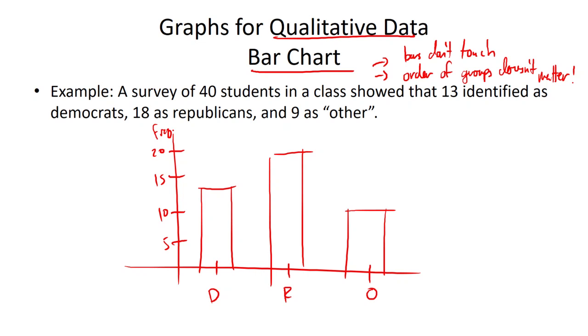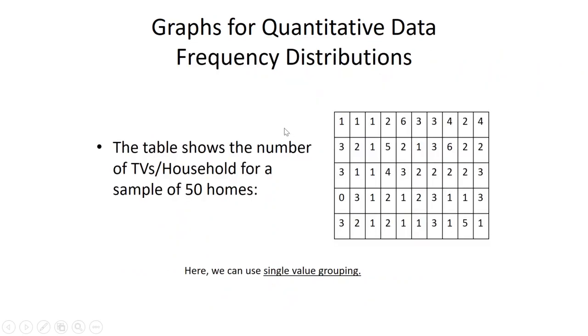All right. Phil, you can make a bar chart? I also think you can make a bar chart. All right. So those are the two main types for qualitative data.